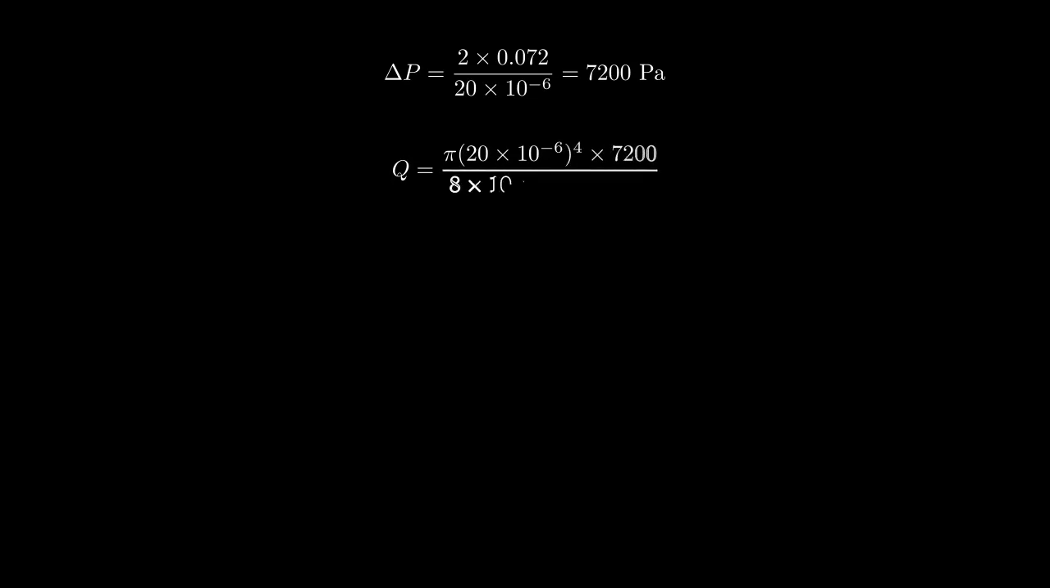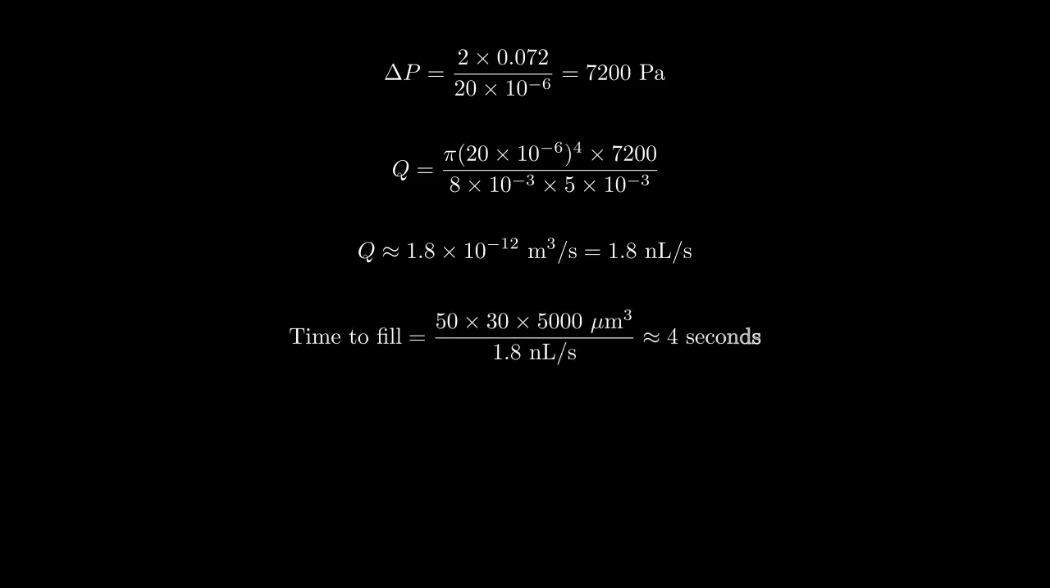Flow rate equals pi times 20 micrometers to the fourth times 7,200 divided by 8 times 10 to the minus 3 times 5 millimeters. This gives approximately 1.8 nanoliters per second. Time to fill the entire channel is about 4 seconds, ideal for rapid point-of-care testing.